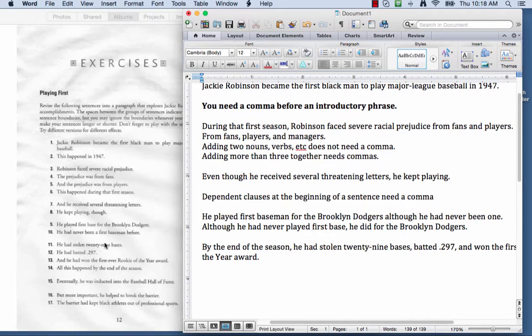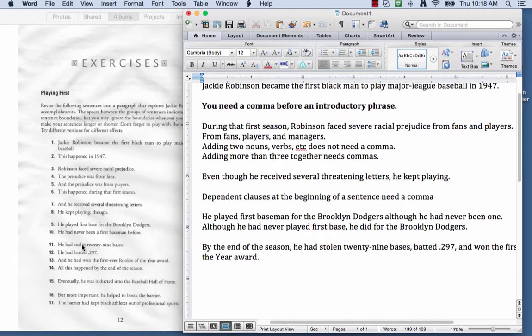I'm adding these three things together. Stolen bases, his batting, and that he won the first Rookie of the Year. I'm adding together verbs. And it's much like when I added two things together up here. In this case, I'm adding three things together, and that's when I need the commas. If you add two of anything together with an and, you do not need a comma, okay?